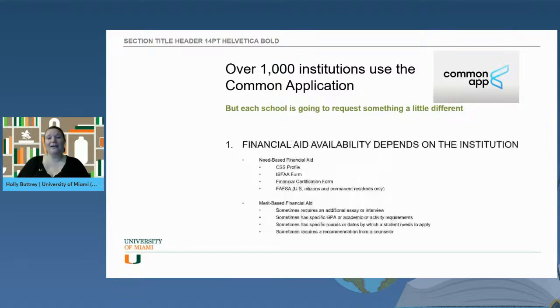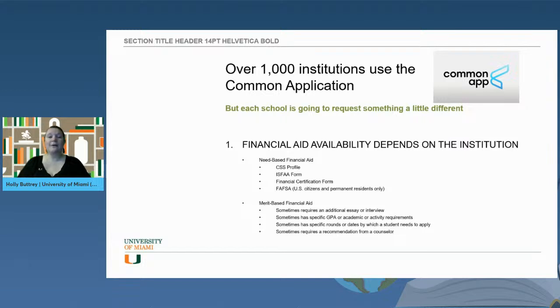Finally, I did want to talk about financial aid availability, which again depends on the institution. In the US, you'll hear about need-based financial aid as well as merit-based financial aid. Need-based financial aid is not necessarily met for non-US citizens at many colleges and universities. There are some forms that you will be asked to complete. These may include the CSS profile, which is the College Scholarship Search Profile, the ISFA, which is the International Student Financial Aid Application, a financial certification form that's specific to the institution. And then if you are a US citizen, dual citizen, or US permanent resident, you may be asked to submit the FAFSA, which is the free application for federal student aid.